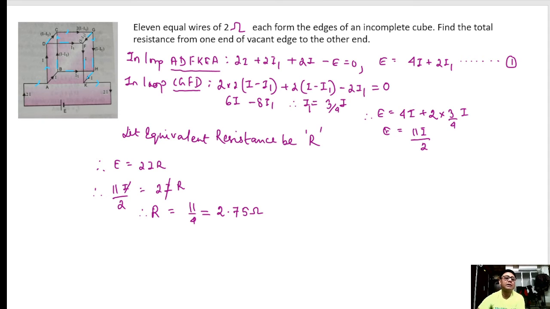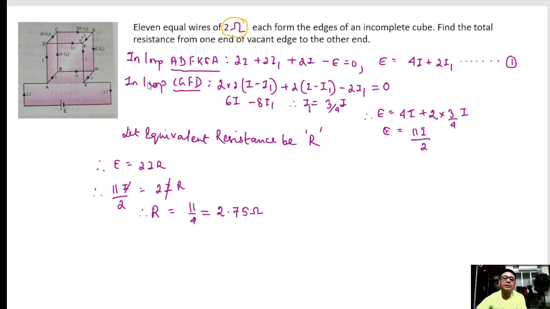And now let us start the applications of the Kirchhoff's law. Let's start the applications of the Kirchhoff's law. So in Kirchhoff's law, they are telling that 11 wires, each of 2 ohms, in a complete cube, find the resistance between the ends.